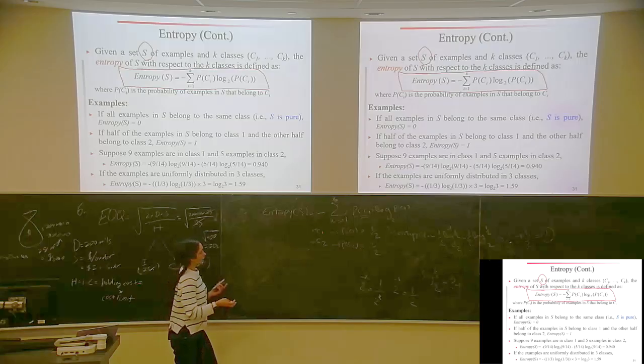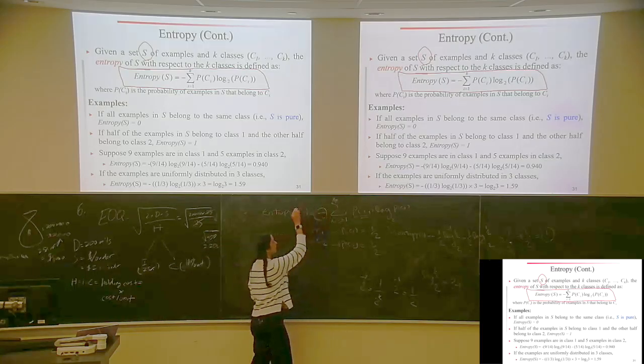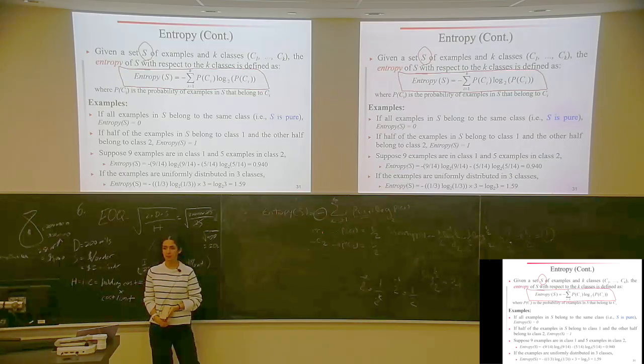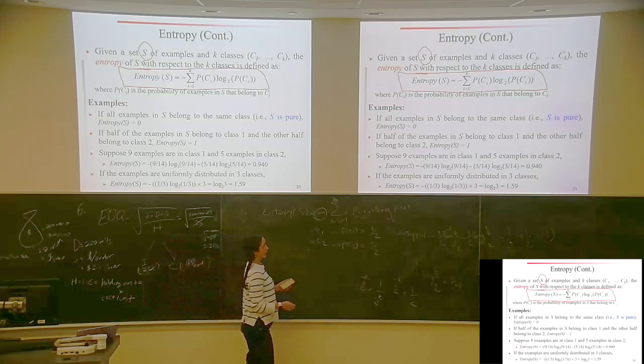So now, I have a question. Why do we have a minus here? Why are we using minus in this formula? Yeah. I think because when we calculate probability, it's between 0 and 1. So if we do log of something, then it would be a negative number. So. Yep.